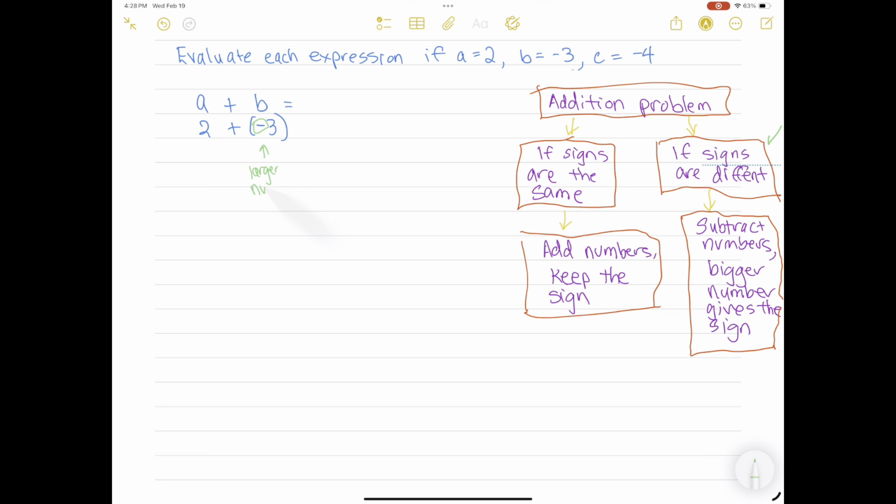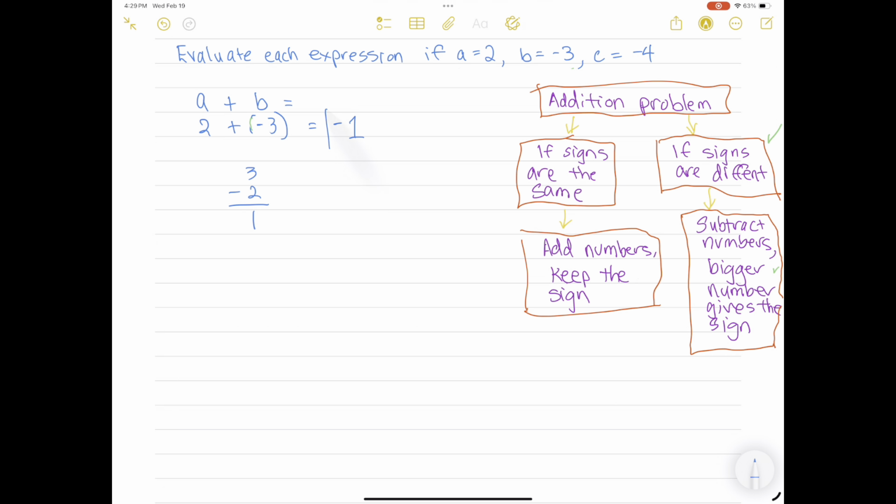Larger number gives the sign. In this case, the larger number is -3, and it is a negative number, so the solution will be negative. So we take the subtraction, 3 minus 2, which equals 1, and the solution is -1. Always remember to write the negative sign if the answer is negative, and box your answer.